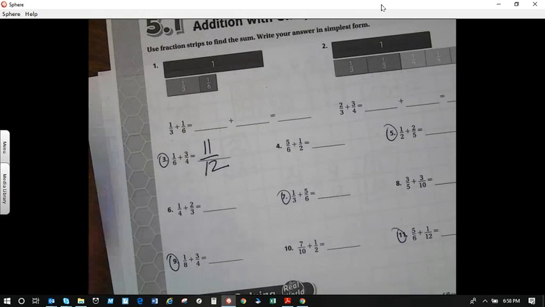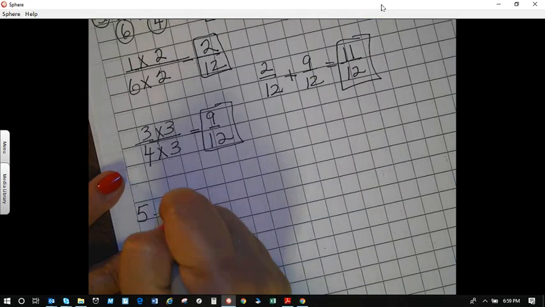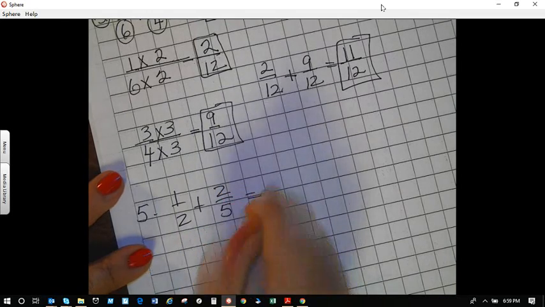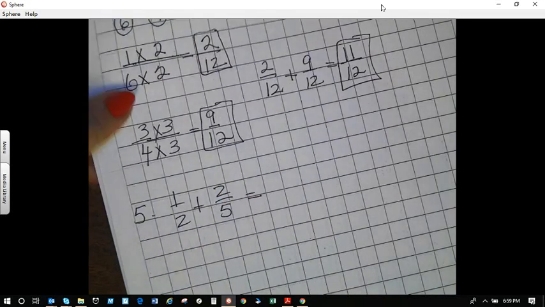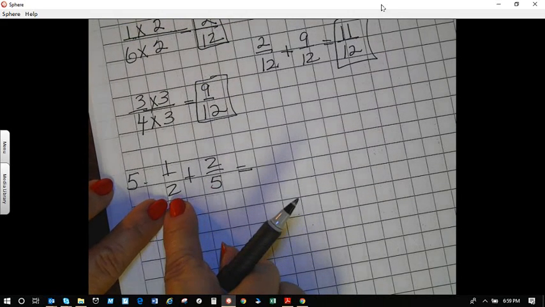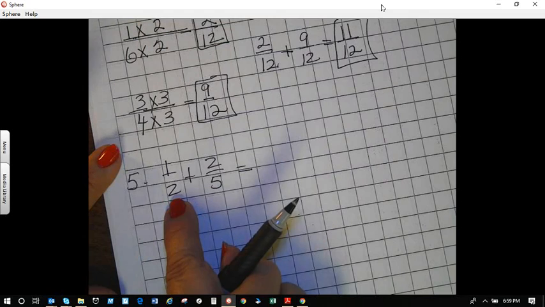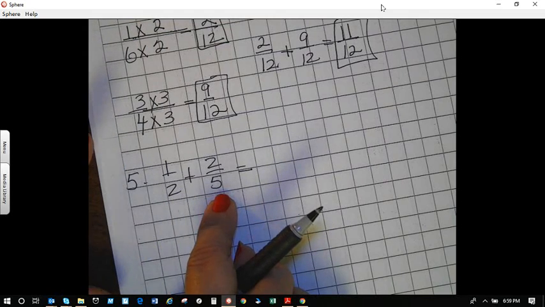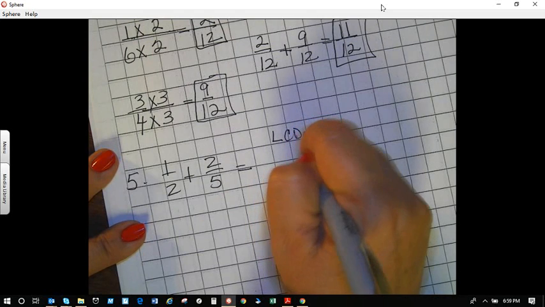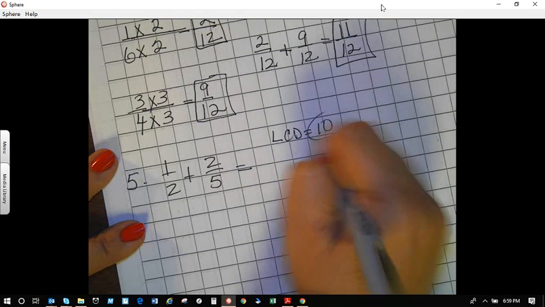Let's move over to number 5. 1/2 plus 2/5. Moving 5 over here. 1/2 plus 2/5. Okay, so can you figure out what their lowest common denominator would be? Well, here I have a 2, 4, 6, 8, 10, and 5, 10. Yeah, so my lowest common denominator would be 10.